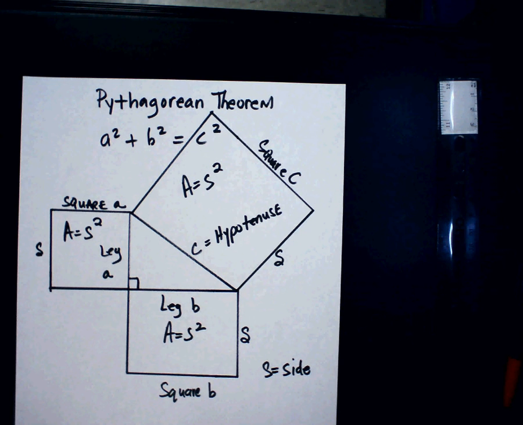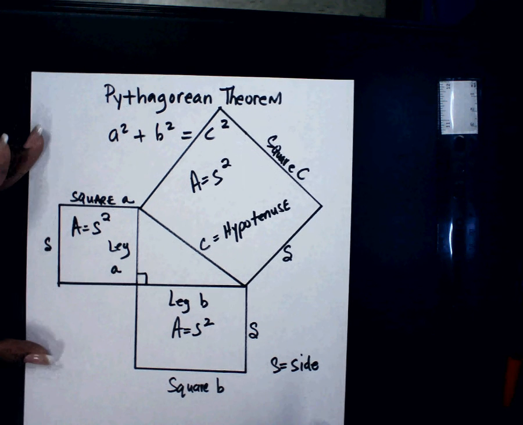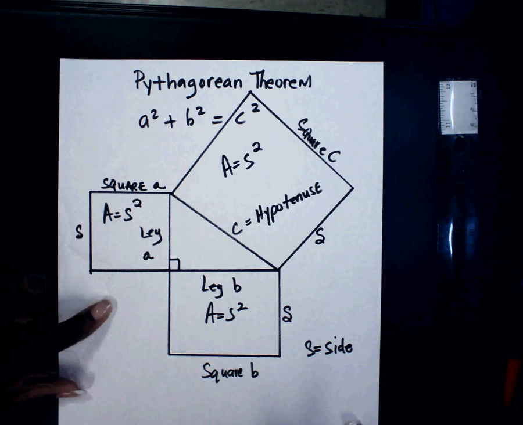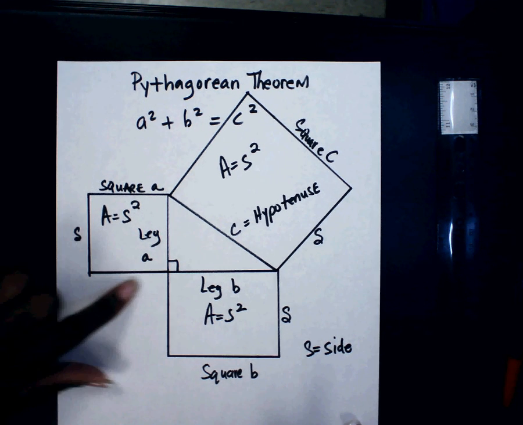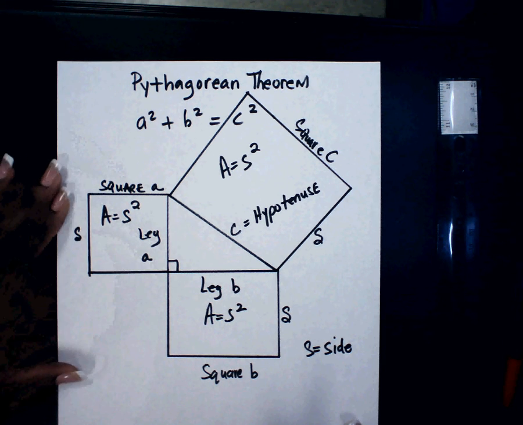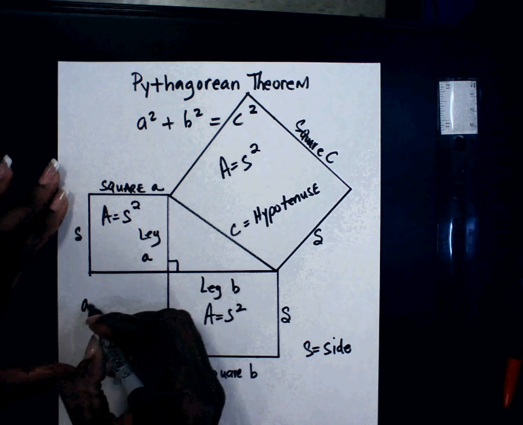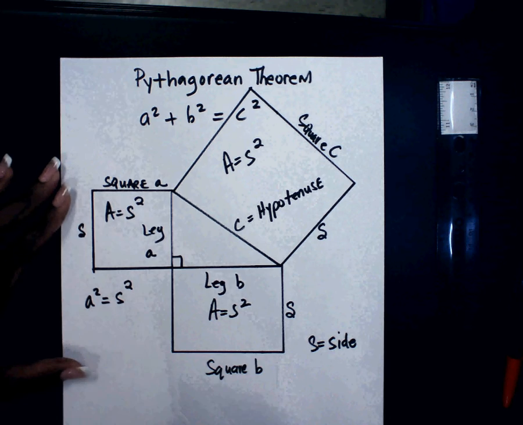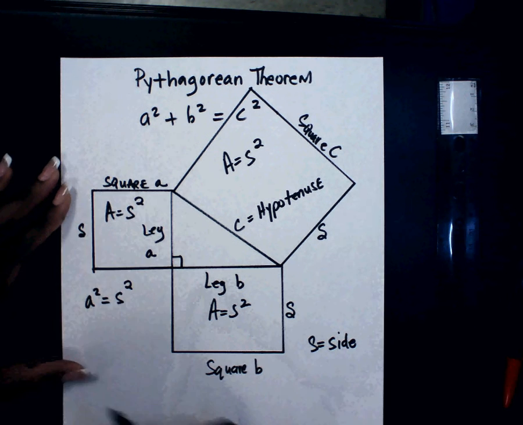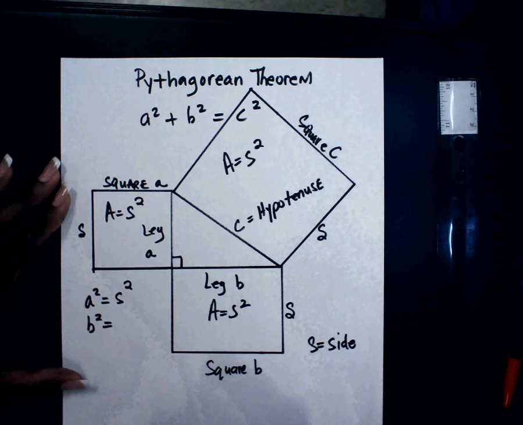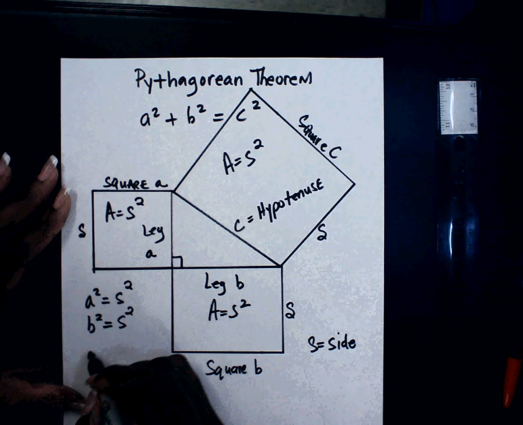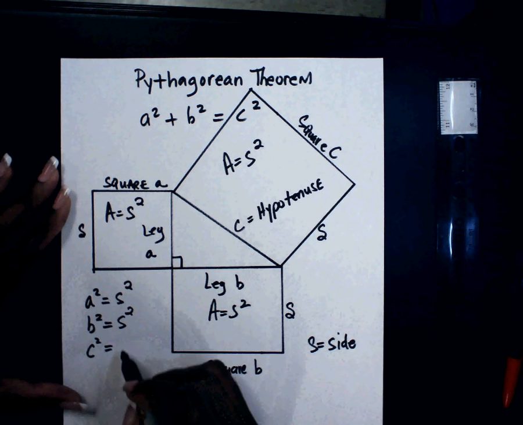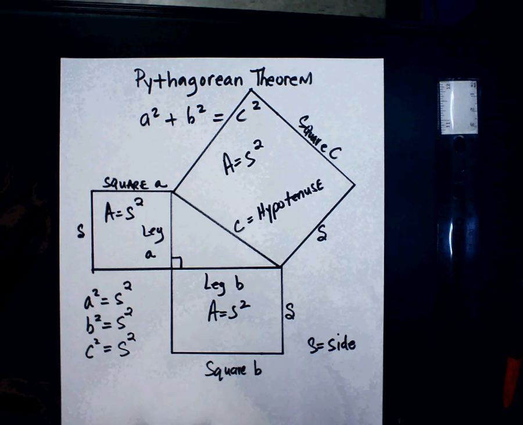Okay, so if I was to look at my Pythagorean theorem, and I was to say that there is a relationship between this side of the square and the side of this right triangle, then I can say that A squared is equal to what? S squared. And then if I look at my B squared, I can also say that B squared is equal to this S squared, or side squared. And then last but not least, my C squared is equal to the S squared for the square C.